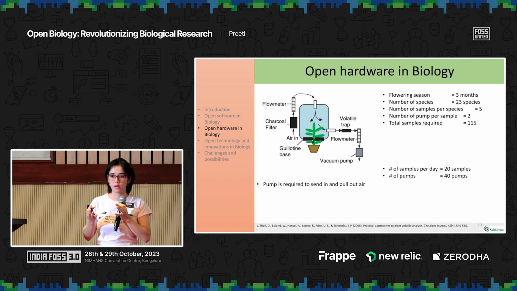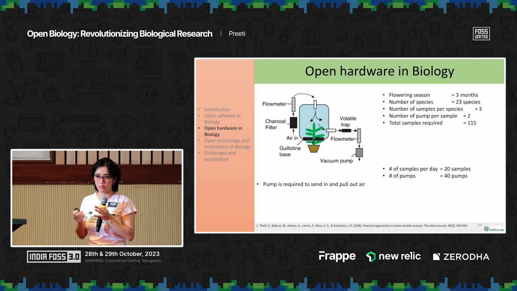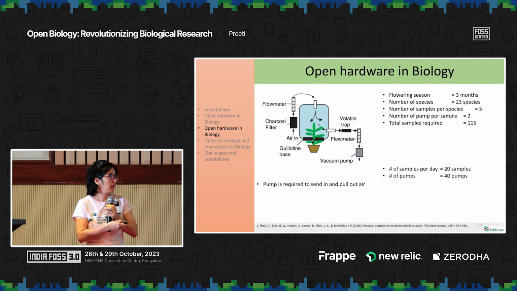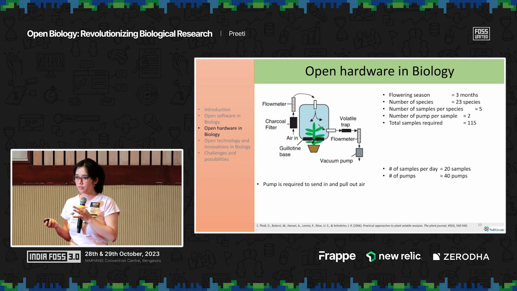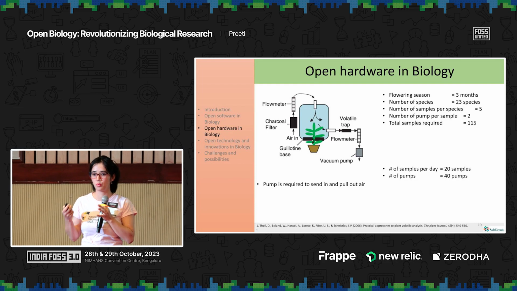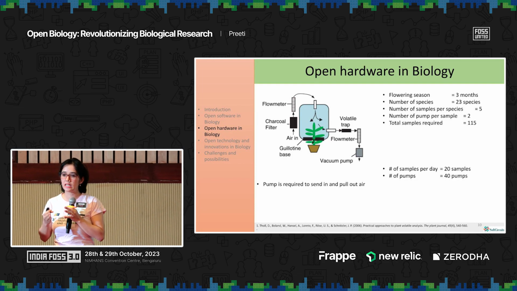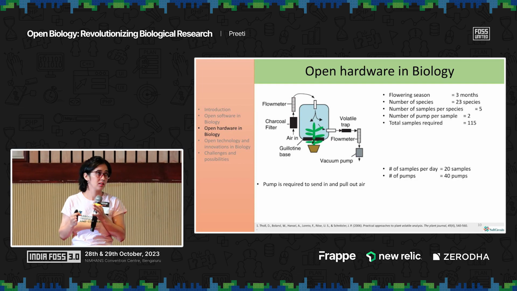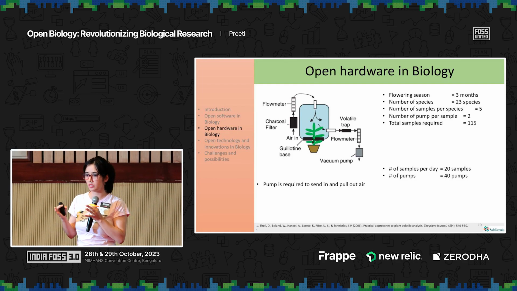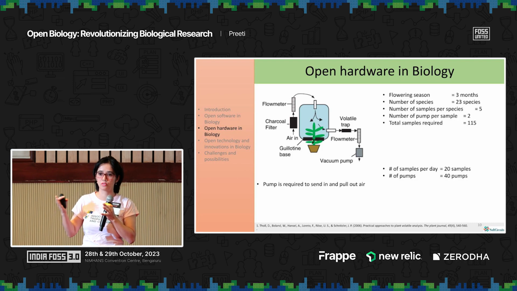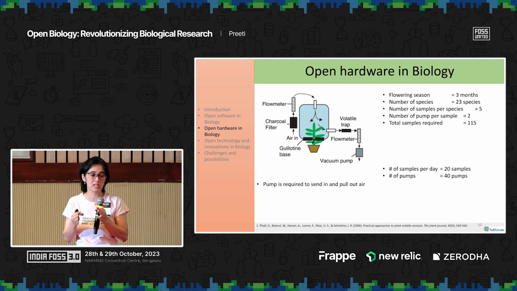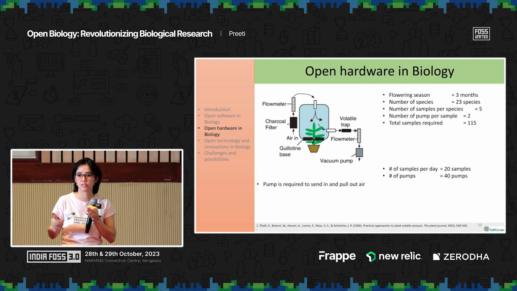And like most biological systems, we have a time limit. Since I was working with plants, the flowering season for my plants is 3 months. And the number of species that I had to work with was 23. And I need at least 5 samples for each species, right? So that makes it a total of 115 samples. And I was working in the Northeast, so most of the days it would rain, and I cannot sample on those days. So the number of days in which I had to do this sampling was even fewer.